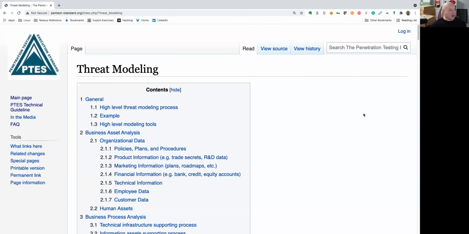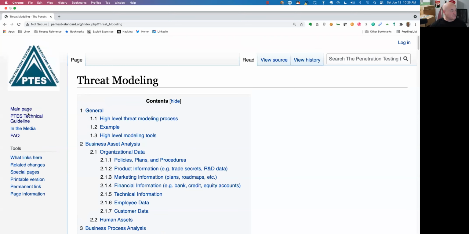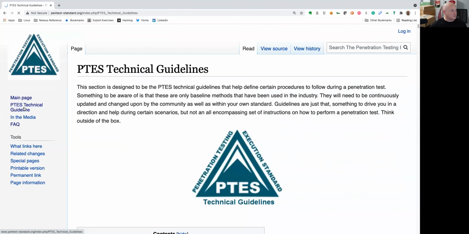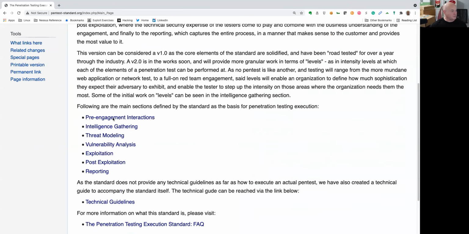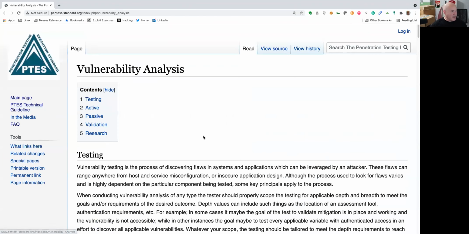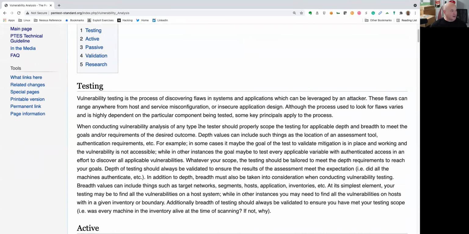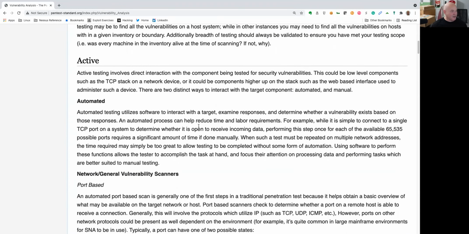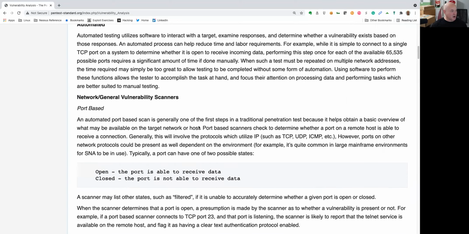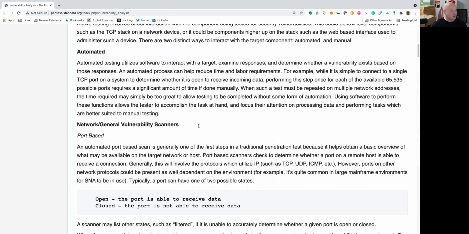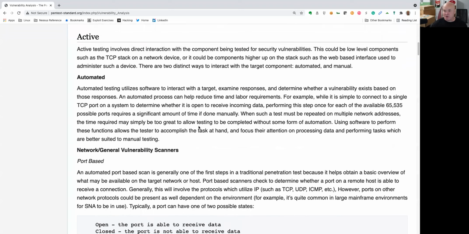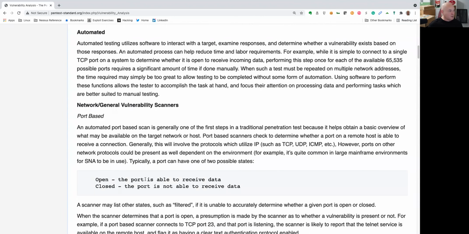So yeah, anyway, that's kind of the threat modeling. And then your vulnerability analysis. This is testing your active and passive stuff. It's still similar to some of the things you do with reconnaissance, only you're doing more active reconnaissance. So you're doing your vulnerability scans, your port and service scans. Right here shows an example: this port is able to receive data, and this one is closed, the port is not able to receive data.